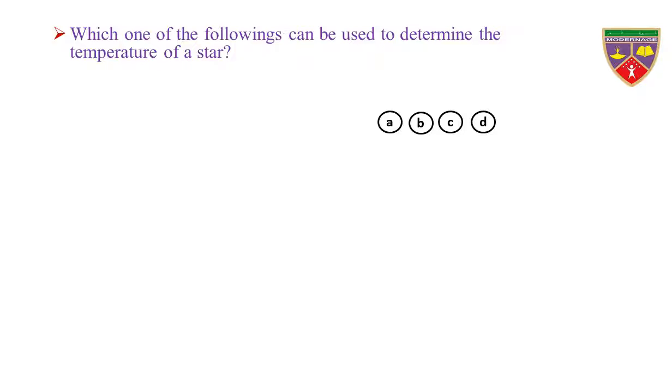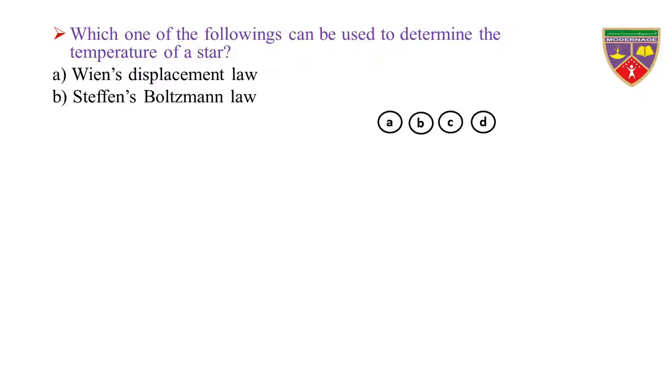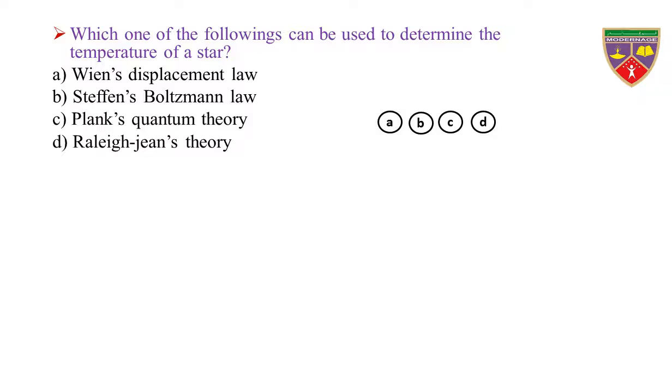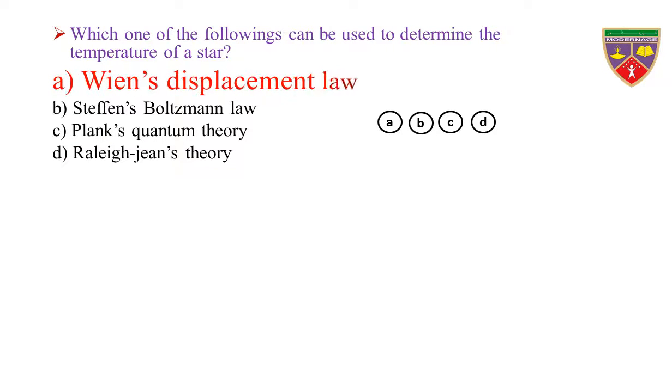Which one of the following can be used to determine the temperature of a star? Option A, Wien's displacement law. Option B, Stefan Boltzmann law. Option C, Planck's quantum theory. Option D, Rayleigh's theory. The key is Wien's displacement law. Therefore, the correct option is A.